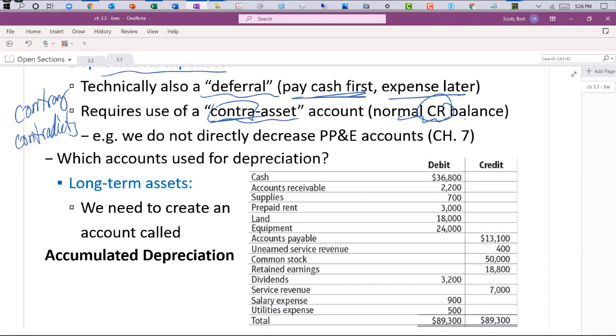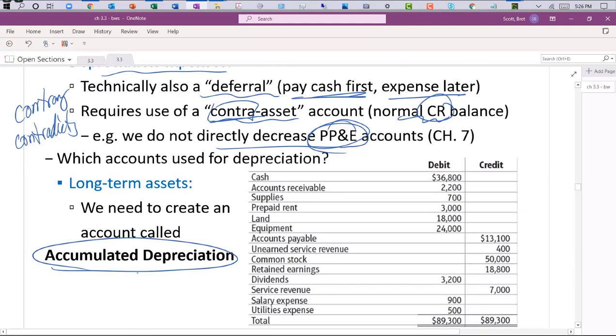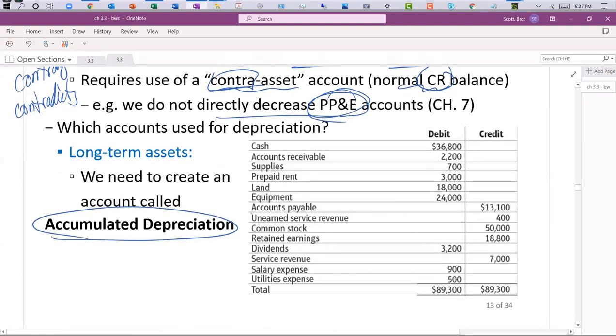We cannot directly reduce the equipment account because the equipment account is not disappearing the way supplies disappear. We can't say the equipment is disappearing the way that prepaid rent is disappearing. So what we need to do is simply say, we know that the value is decreasing because of wear and tear. So we're going to set up a contra account called accumulated depreciation to record the theoretical wear and tear. That currently is not in the trial balance, but it would show up right below the equipment account.